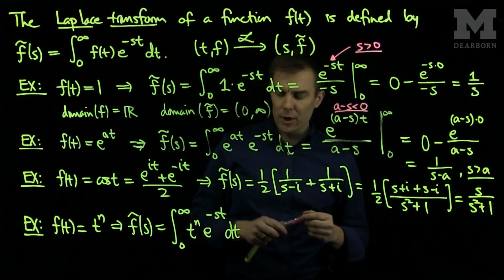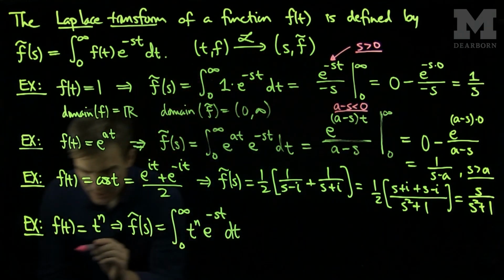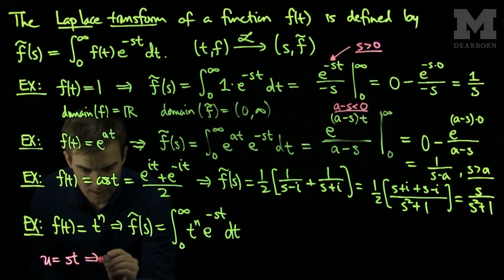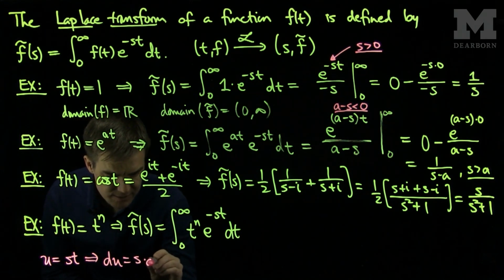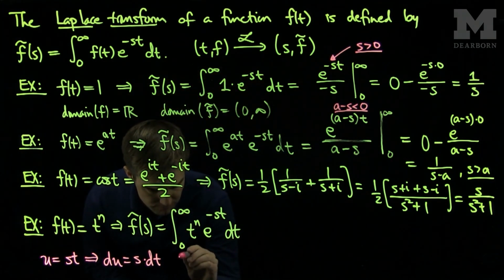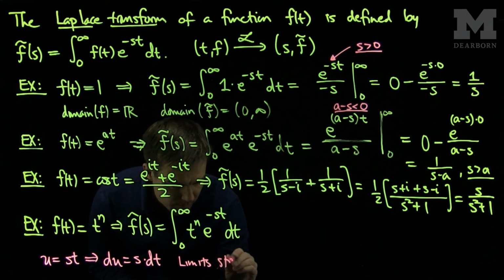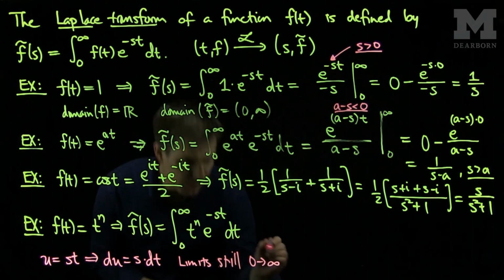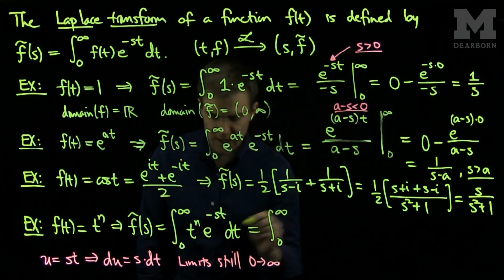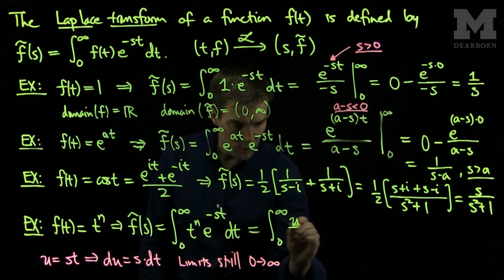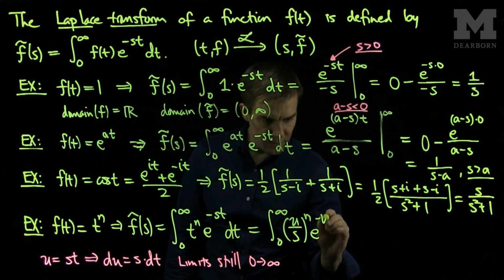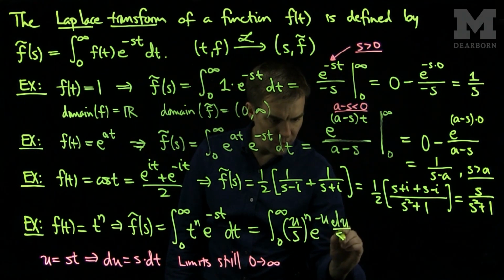Now what we'll do is make a u substitution. Let u be s times t. That will tell me that du is s dt. And my limits will stay 0 to infinity. When I make this substitution, I will see this is the integral from 0 to infinity. t is now replaced with u over s. So I'll have a u over s to the power n. Then I'll have an e to the negative u. And then I'll have a du over s.